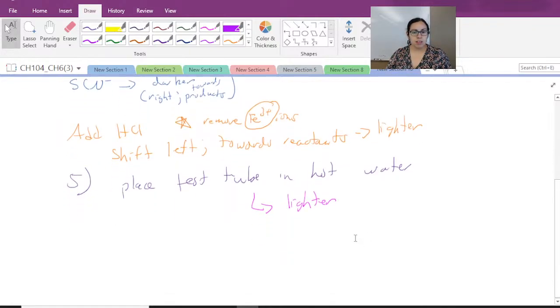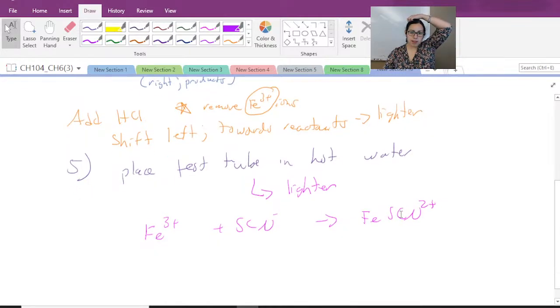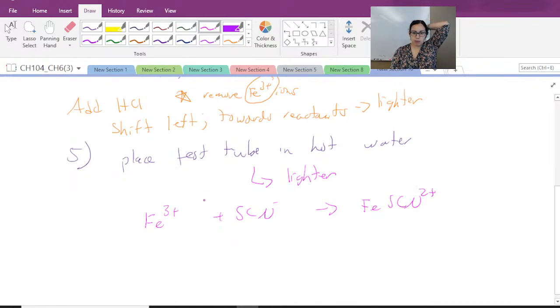So then it went to the left, and let's rewrite this for a second so we can think about this. So iron 3 plus our thiocyanate made our complex. So if it's getting lighter, it's moving away from our product side. What can we tell about this reaction? Is it endothermic or exothermic? And it's shifting backwards. Exothermic, exactly. So it's exothermic, right?